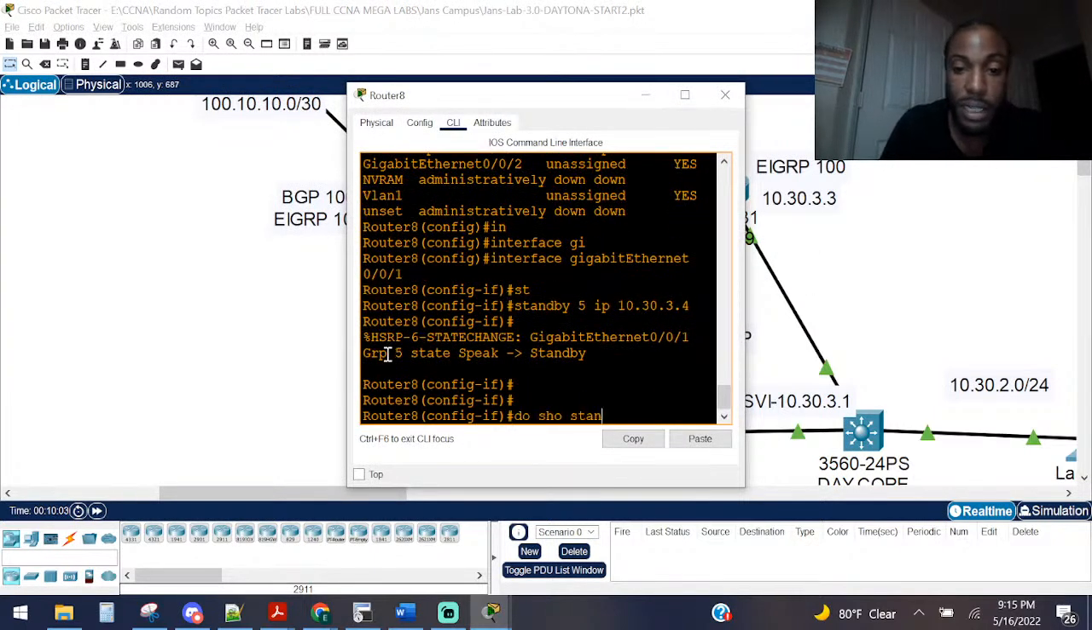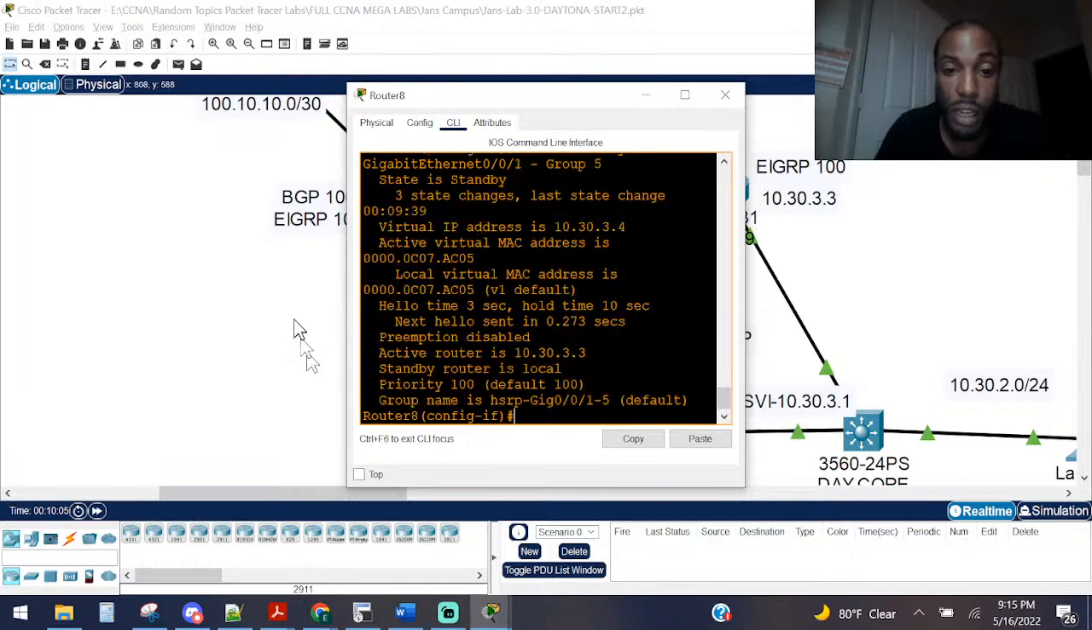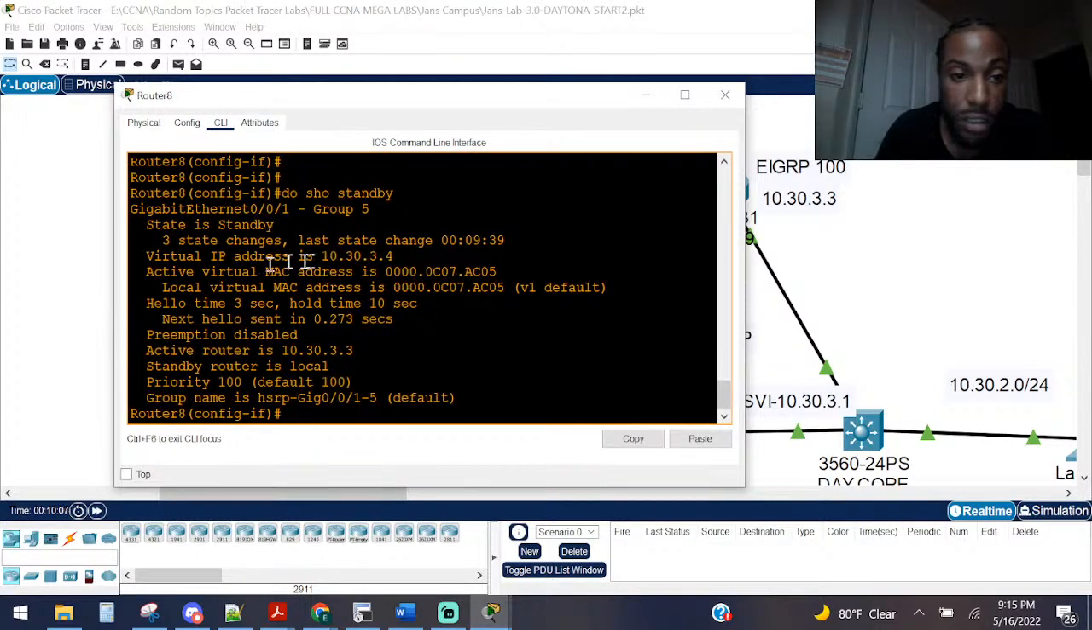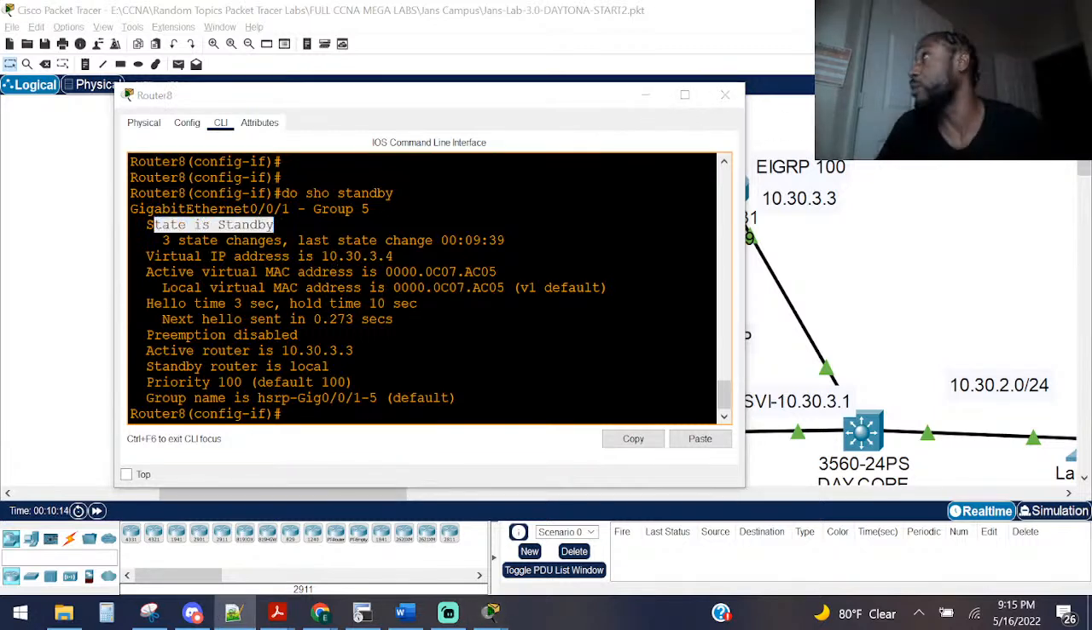Do show standby. Y'all with me so far? Y'all got any questions or anybody lost? The tasks again should be in the Discord server. And he's in standby mode. The next task says, we only got 5 tasks, we should be able to knock this one out. Next task says, configure the timers on both interfaces to hello.